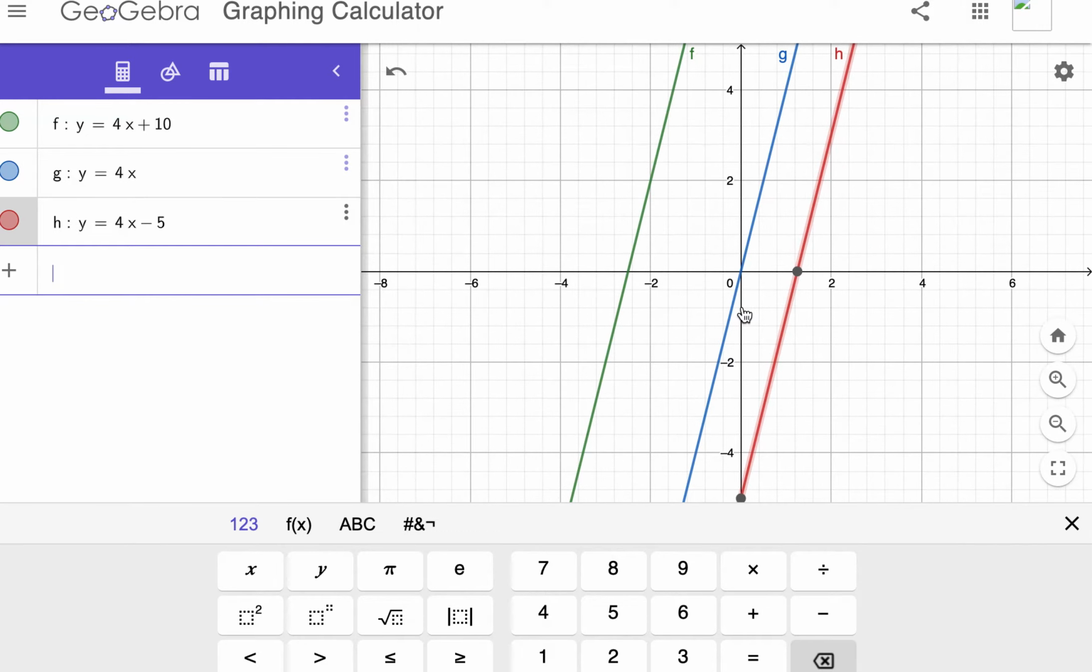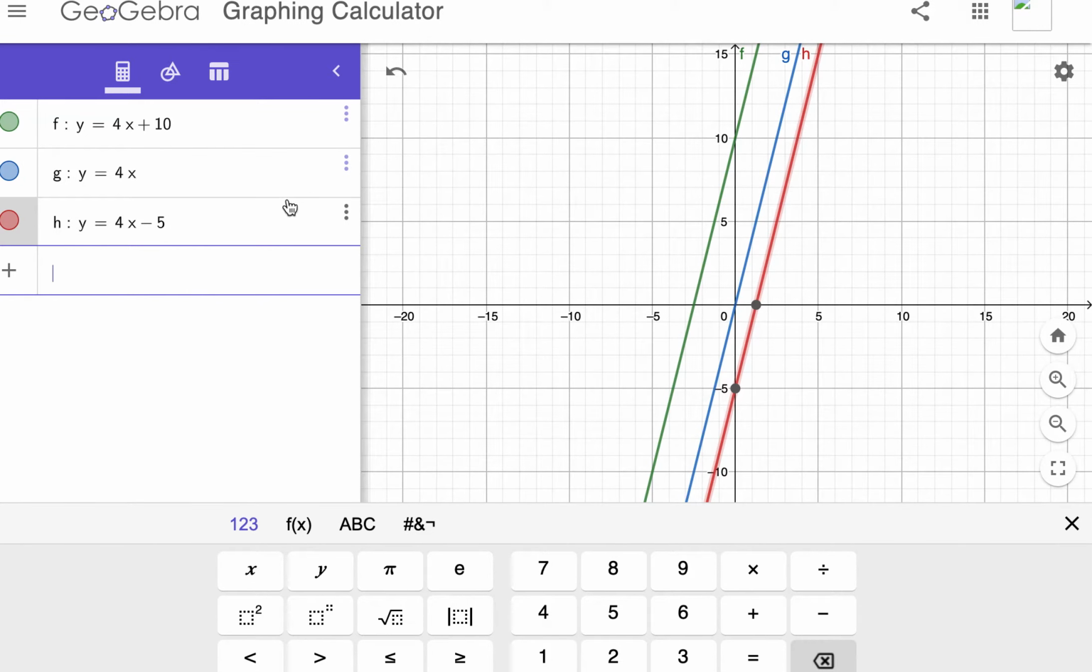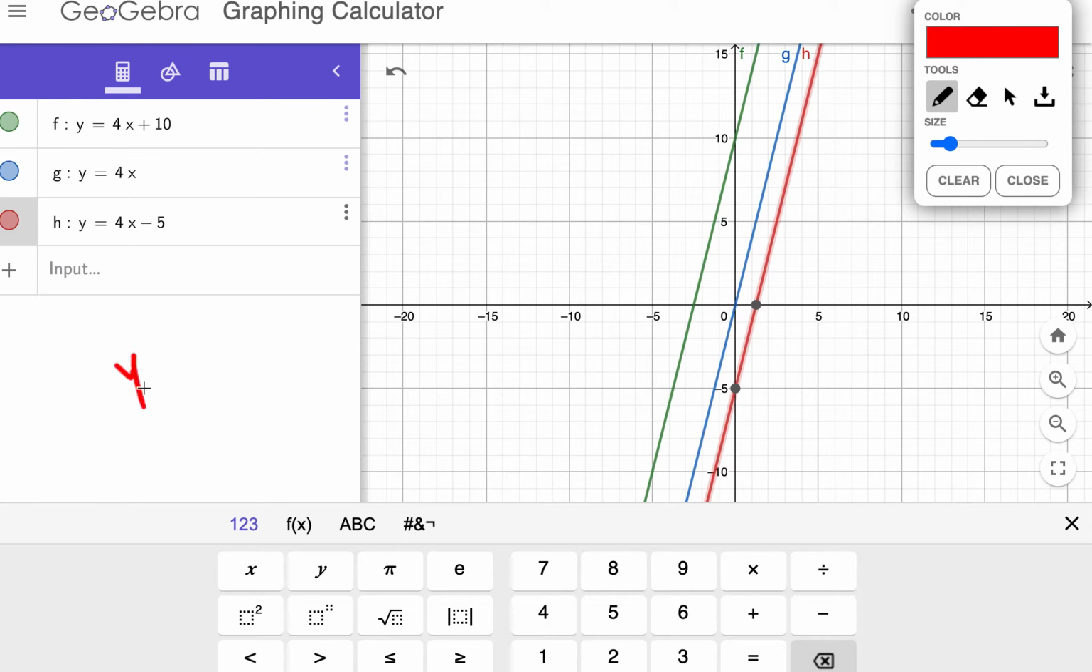What we hopefully also noticed was the y-intercept, when we deal with y equals mx plus b. The b, the intercept, is the number right here. 10 is where we crossed the y-axis. When it was 0, we crossed the axis at 0. When it was negative 5, our intercept, we crossed the axis at negative 5.